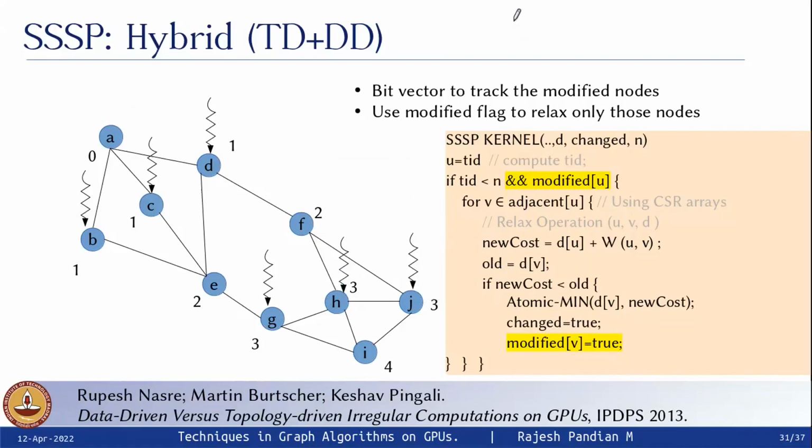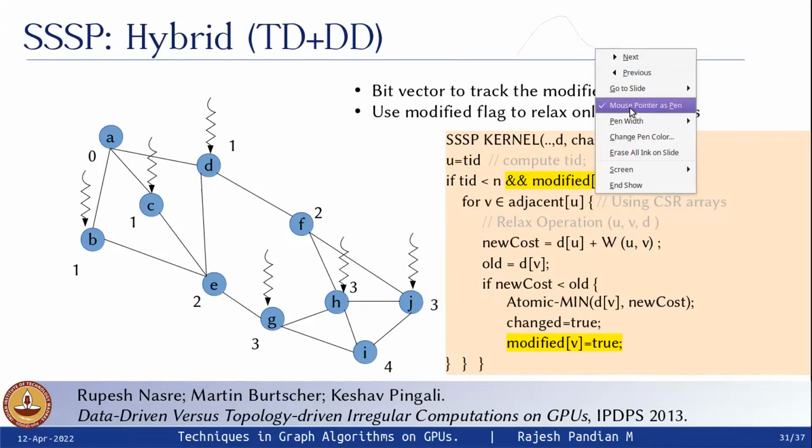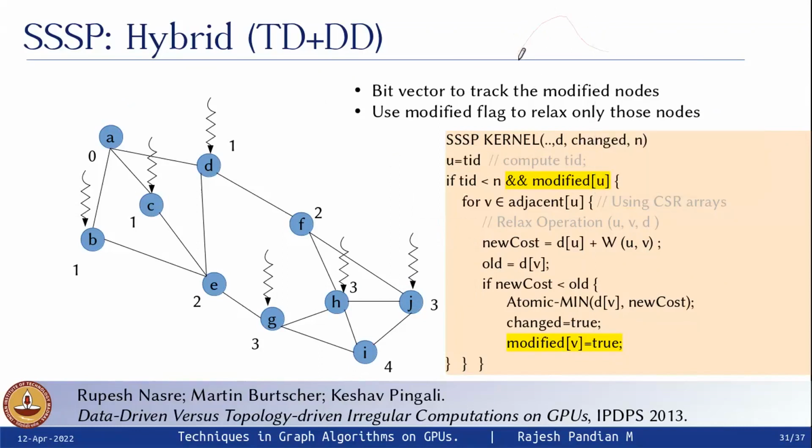So basically, the data driven approach will look something like this. Assume the x-axis is the work done, or the number of threads launched. The chunk of work will be done in the middle portion of the iteration. So this is data driven, and similarly for topology driven, it is something of this sort: at the start more work is done at the beginning, and eventually it tapers out. So I hope this clarifies.